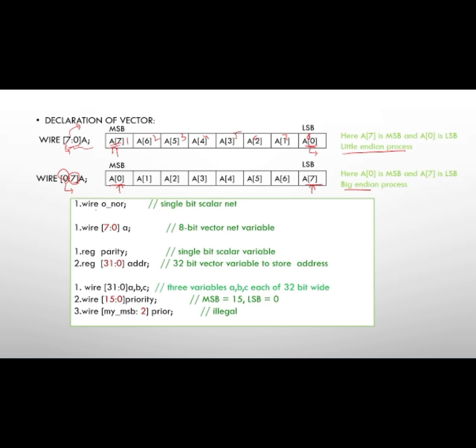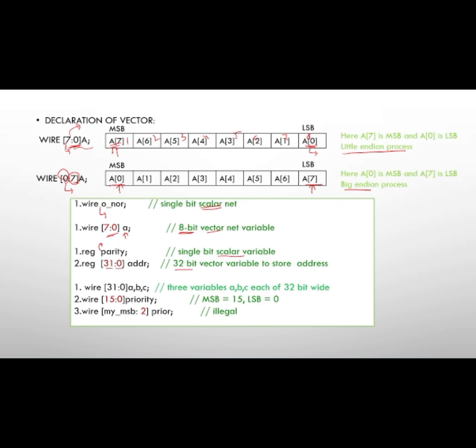Let us see some examples here. Wire o_nor. Here you didn't mention any width, so it is scalar. Now for this a, you are mentioning a width, so that is a vector. What is the width that you are mentioning? 7 down to 0, that means 8 bits. Here, 7 down to 0 means 8 memory locations are allocated. Here you didn't mention any width, so it is a single bit scalar. Here 31 down to 0, so 32 bits.